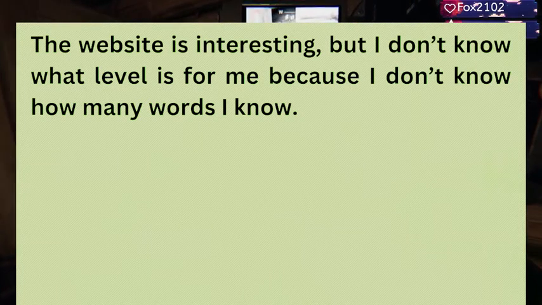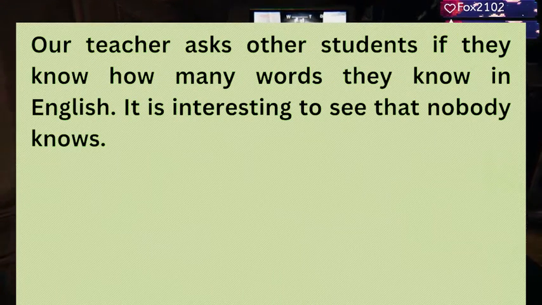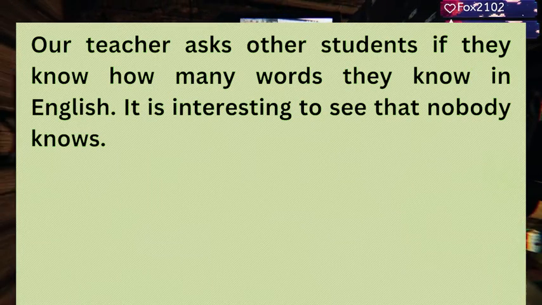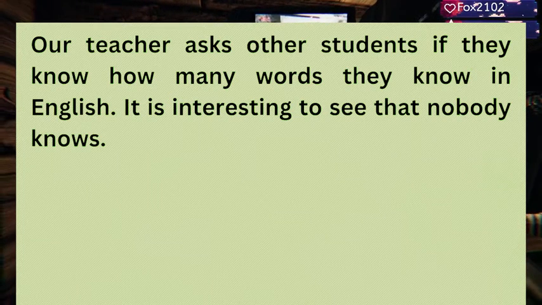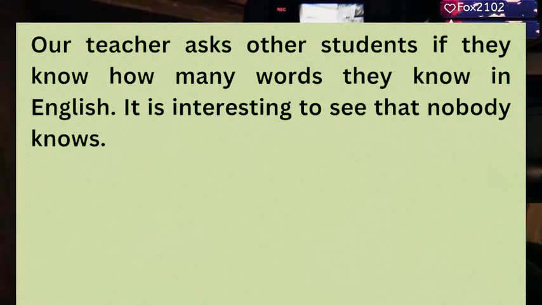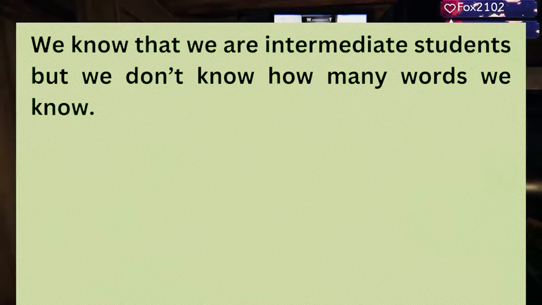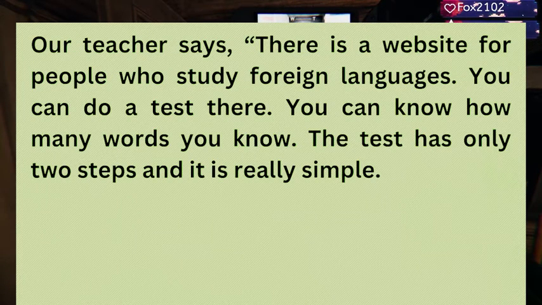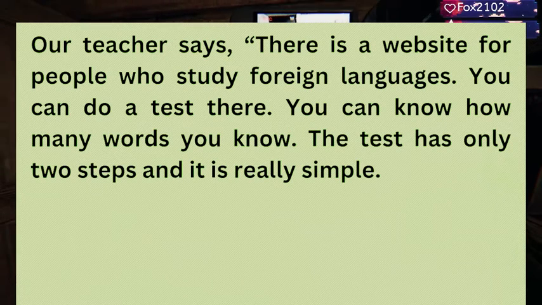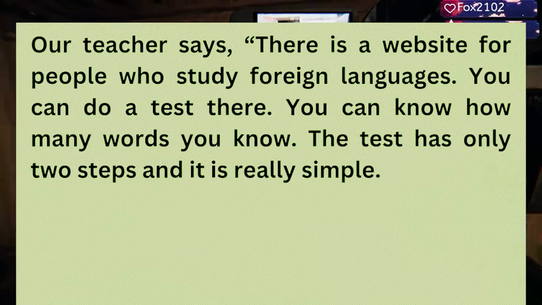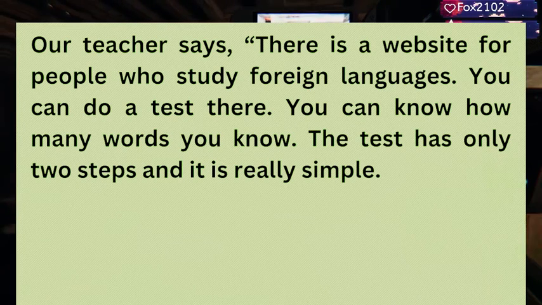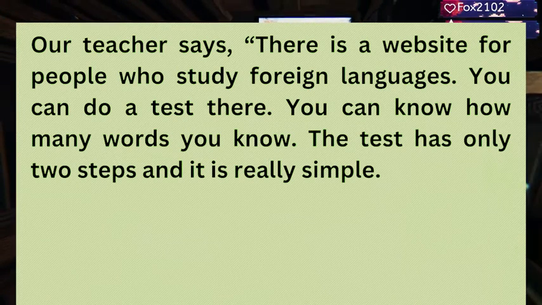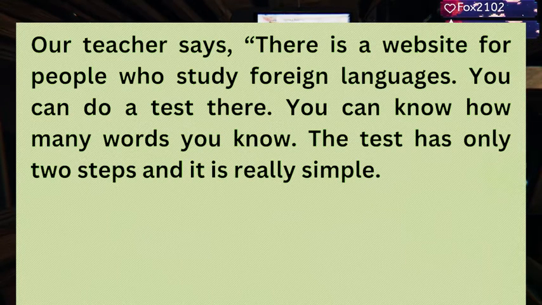words I know. Our teacher asks other students if they know how many words they know in English. It is interesting to see that nobody knows. We know that we are intermediate students, but we don't know how many words we know. Our teacher says, there is a website for people who study foreign languages. You can do a test there. You can know how many words you know. The test has only 2 steps and it is really simple.